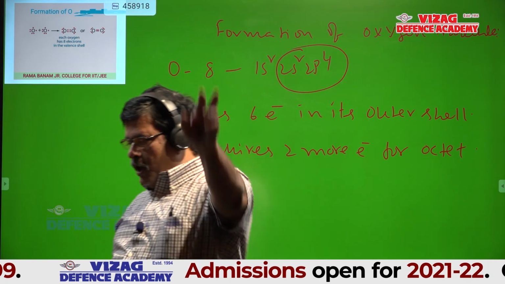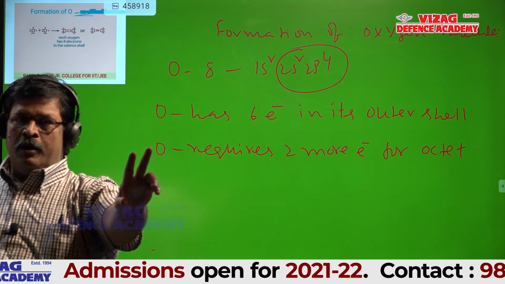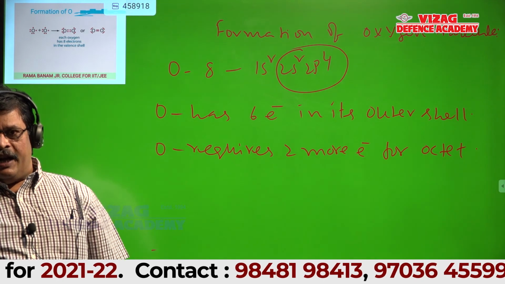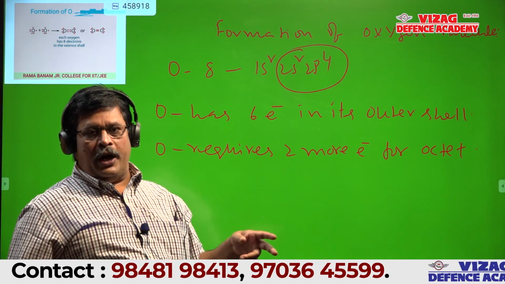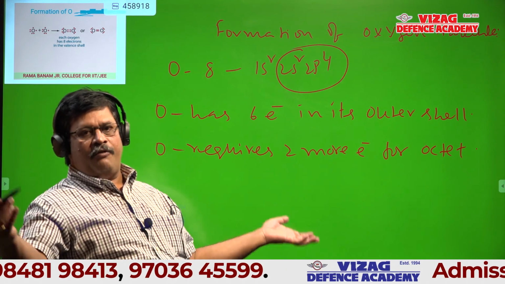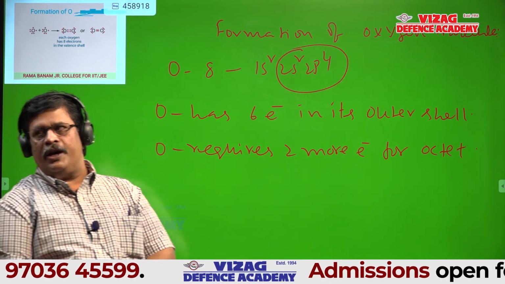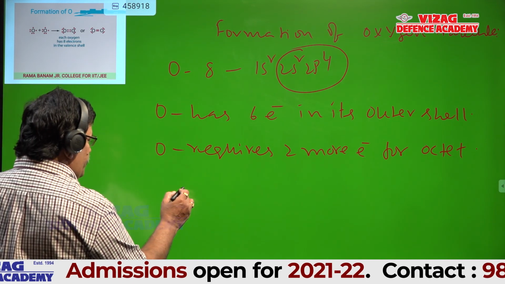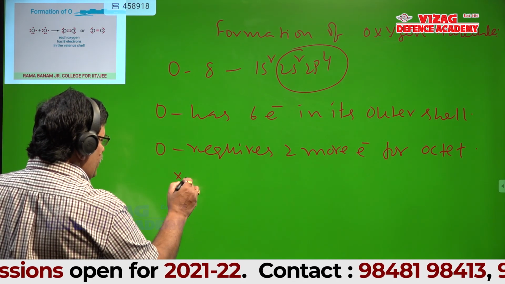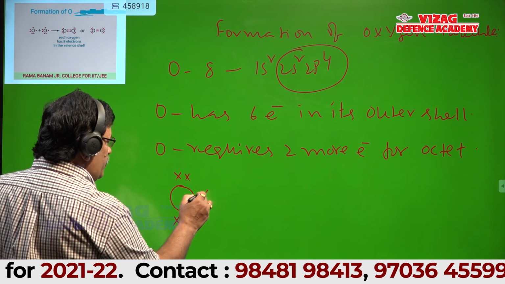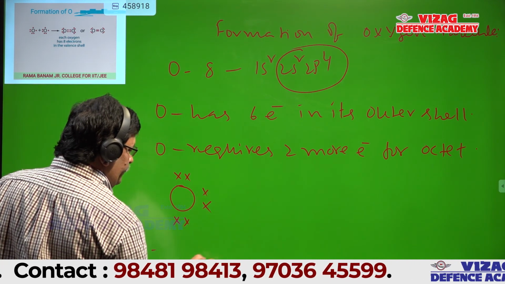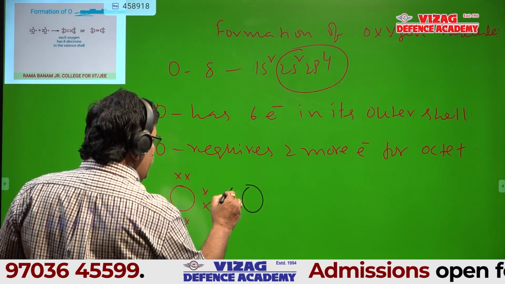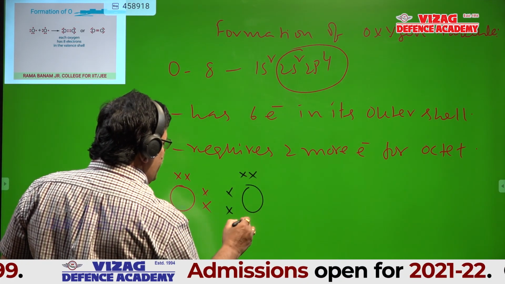Because oxygen requires 2 more, each oxygen should contribute 2 electrons. If each oxygen contributes 2 electrons, definitely the bond formed should be a double covalent bond. I'll show that representation. See, students, this is one oxygen, 6 electrons of this oxygen. This is another oxygen, 6 electrons of this oxygen atom.